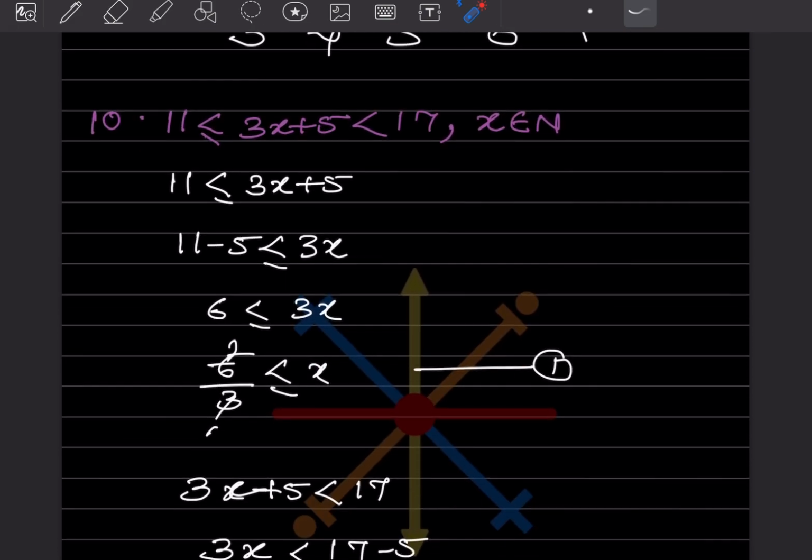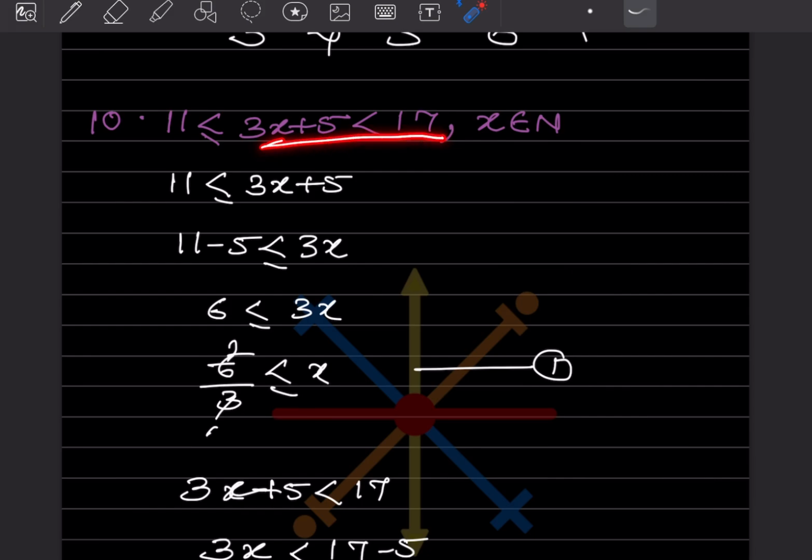So now let us solve this one. It belongs to the natural numbers. So what we can see, there are 2 inequality signs. So what we'll do, we'll take this first part. So 11 is less than or equal to 3x plus 5. So plus 5 will go on this side, that is going to be minus 5. This stays the same. So this is going to be 6, which is less than or equal to 3x. So this is multiplication, so this will go on the other side and get divided, which is going to be 2. So now let us take this as equation number 1.